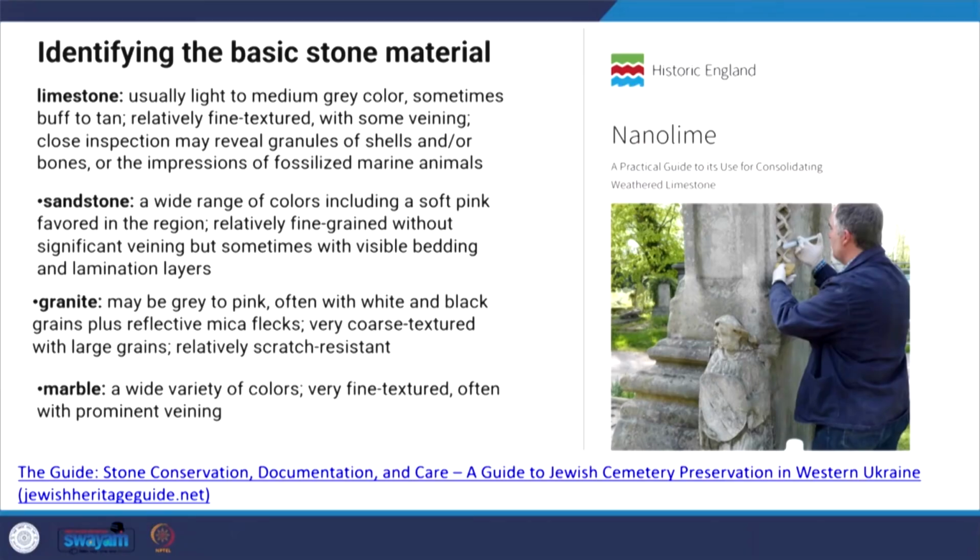So that is how we really need to understand what kind of stone we are going to deal with in any project. I'm giving a reference of some of the geosymmetry preservation in Western Ukraine. The link is provided, so you can go through that. Another document I would like to refer to is the Historic England document on the nano-lime process, and how we can use it to consolidate weathered limestone.